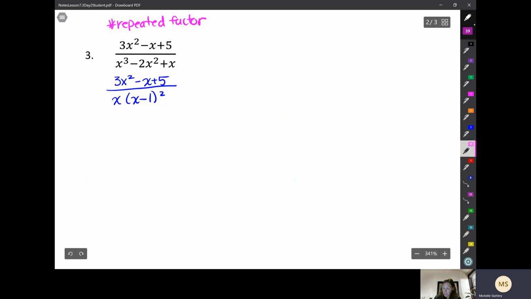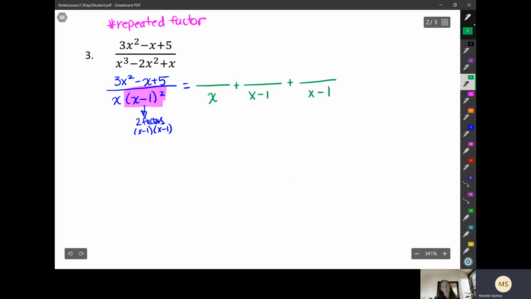This is what I'm talking about as a repeated factor right here: x minus 1 quantity squared. That means that I have an x minus 1, and I have another x minus 1. So we think about this as like 2 factors, right? Because it's an x minus 1 and then another x minus 1. So when I say what this is going to decompose into, I need one fraction for my x plus another fraction for the x minus 1 plus another fraction for the x minus 1.